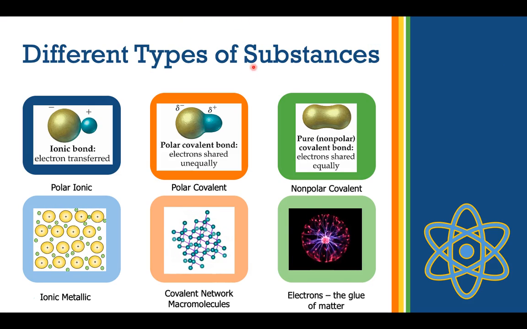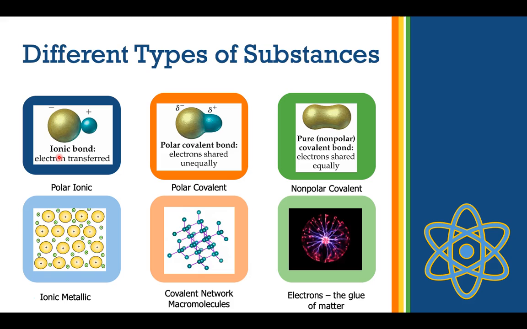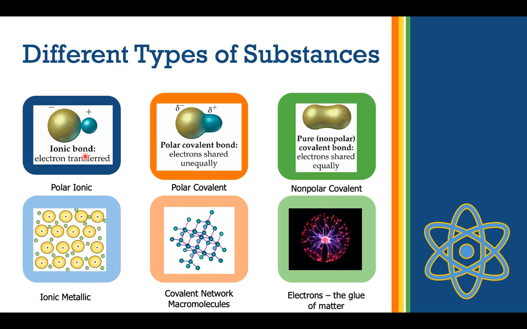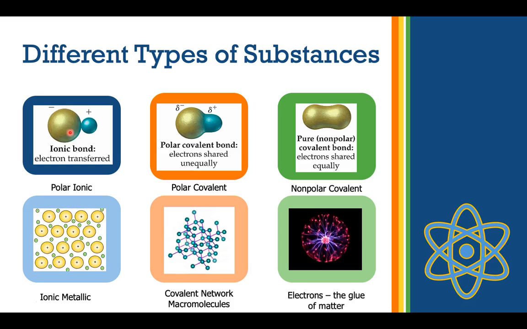So there are many different types of substances. Remember that we have ionic bonds which occur when an electron is transferred. This is the full negative charge, and this is the full positive charge, obviously because it's a larger atom.